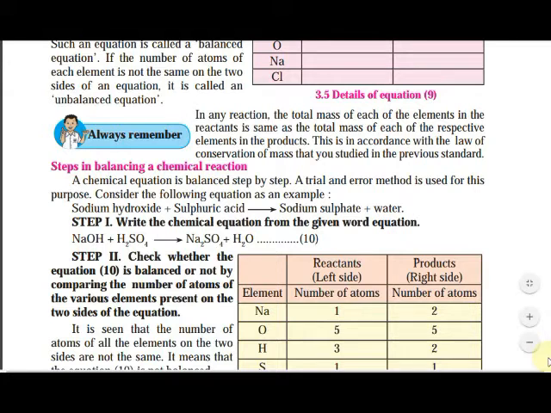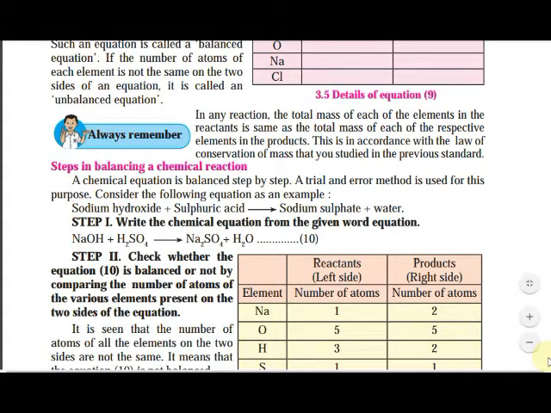Sodium hydroxide plus sulfuric acid gives sodium sulfate plus water. What is the molecular formula of sodium hydroxide? NaOH. Sulfuric acid is H2SO4. NaOH plus H2SO4 gives sodium sulfate Na2SO4 plus H2O. This is the first step: write the chemical equation from the given word equation. NaOH plus H2SO4 gives Na2SO4 plus H2O.